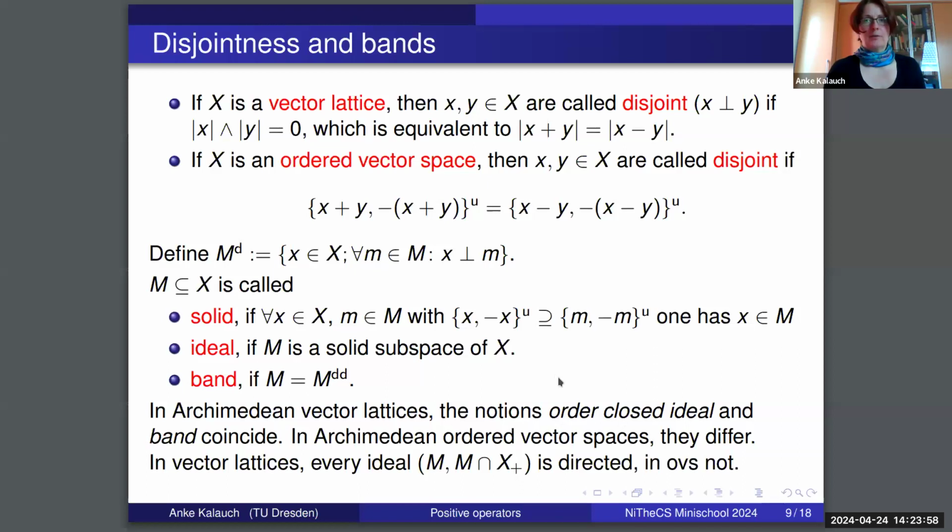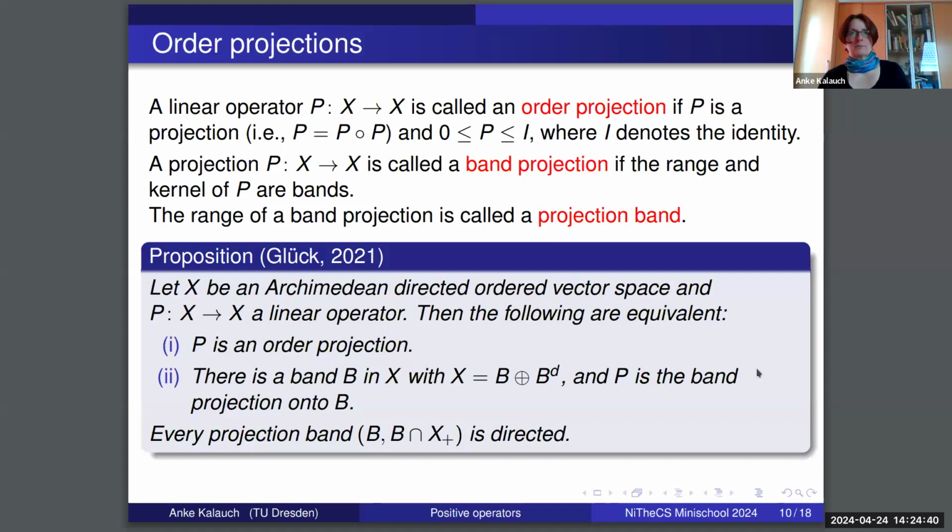In Archimedean vector lattices, order-closed is the same as a band. In ordered spaces, the notions differ. But I don't want to say more about this now. In vector lattices, every ideal is automatically directed. So I put on the ideal the cone, which I get by the intersection of the ideal with the original cone. And this is always a directed set in lattices. In ordered vector spaces, this need not be, just as a remark. So now let's come to band projections. Now we recall what bands are, we can go to band projections.